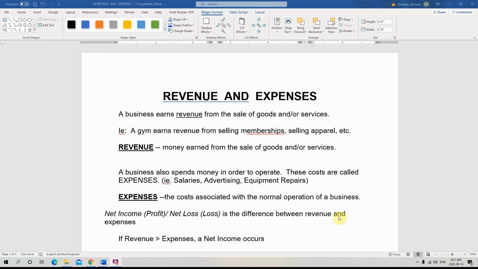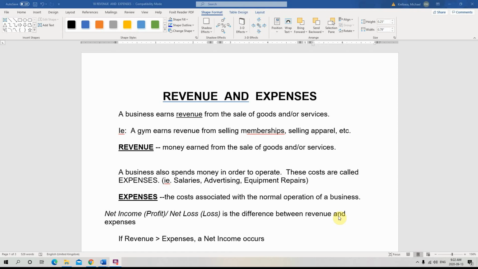Today we're going to introduce revenue and expenses. Revenue is money earned from the sale of goods or services. So if we were talking about a gym, it earns money from selling memberships, or maybe selling apparel, or renting lockers, or providing tanning services, or a personal trainer. So again, revenue is money earned from the sale of goods or services.